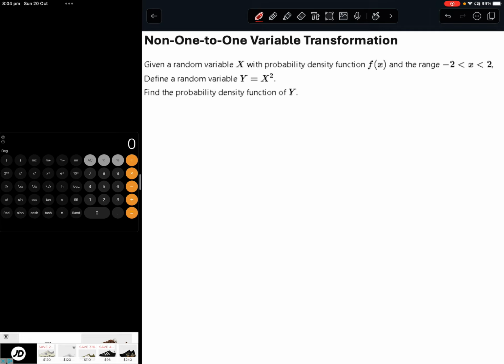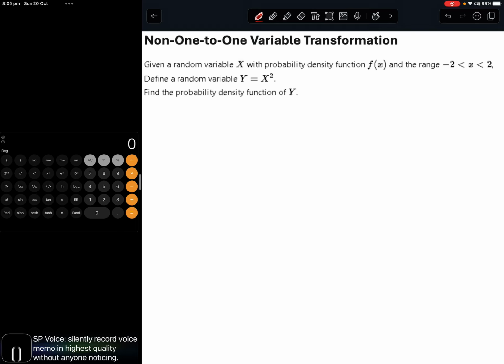So I'm Timothy, and I will walk you through a statistics example problem related to variable transformation. By the end of the video, you will have a clear understanding of how to handle the transformation of a random variable, even when it is not one-to-one.